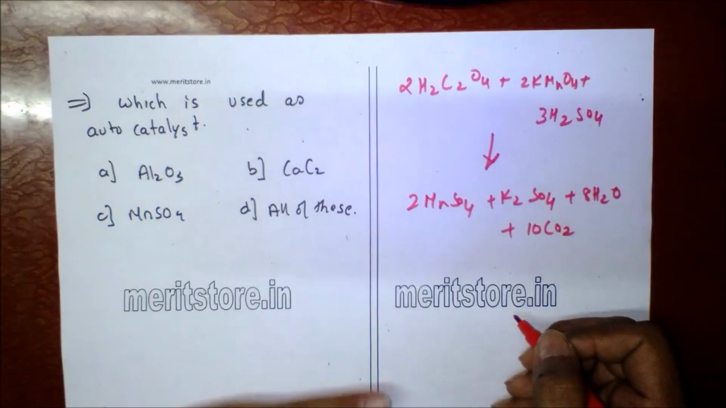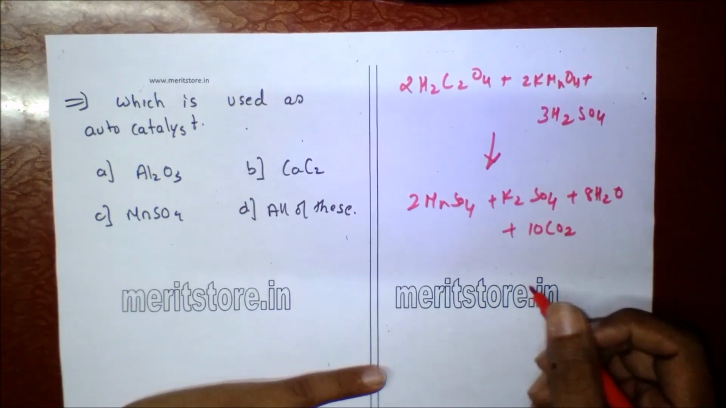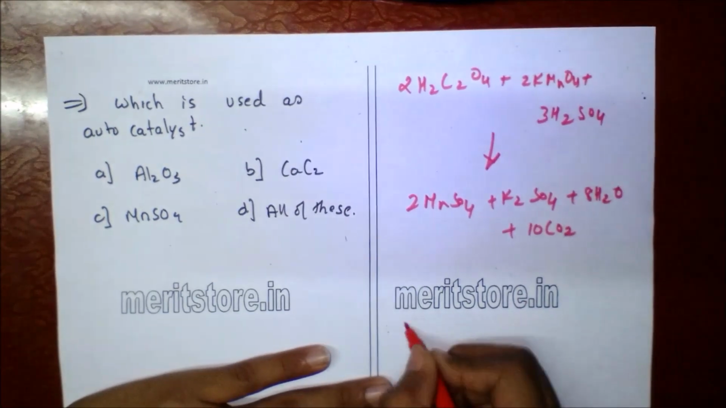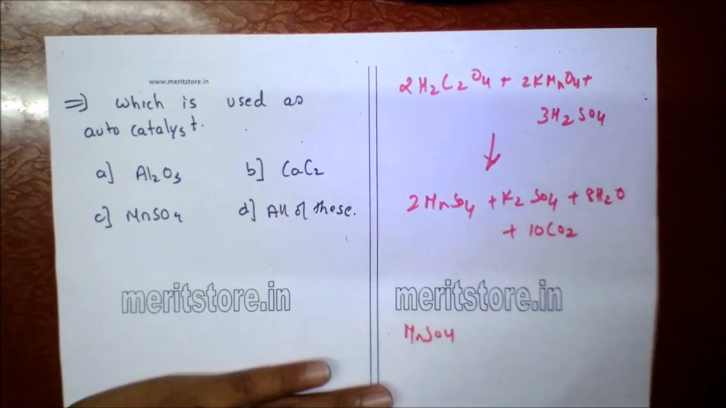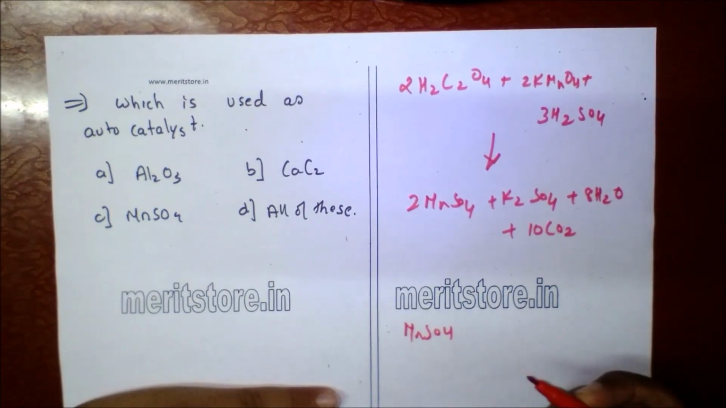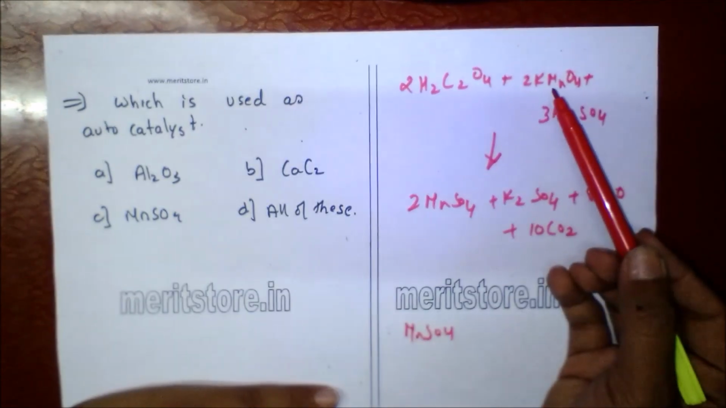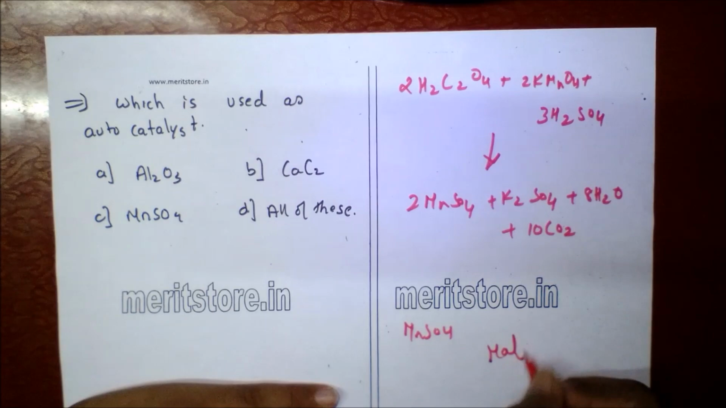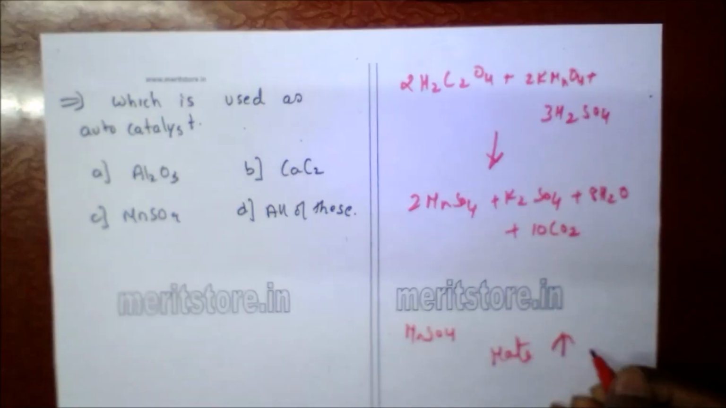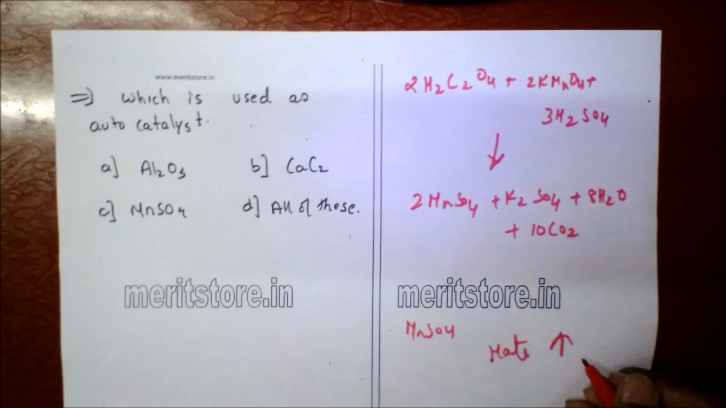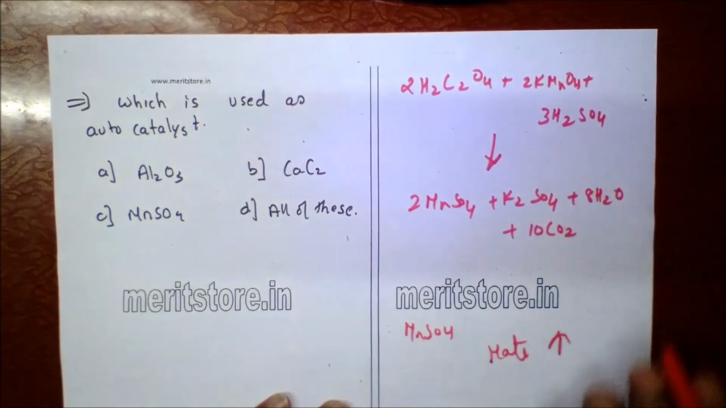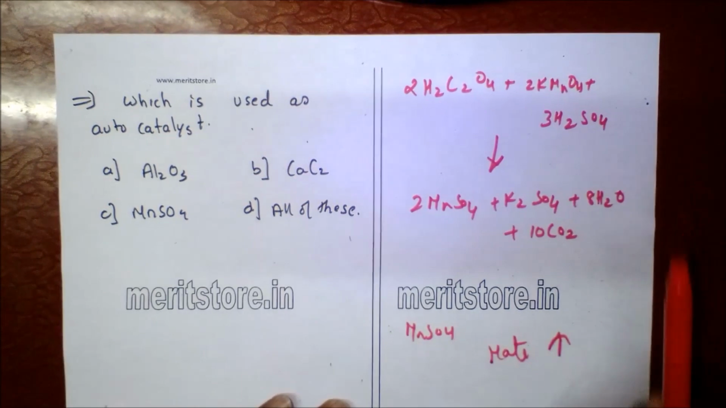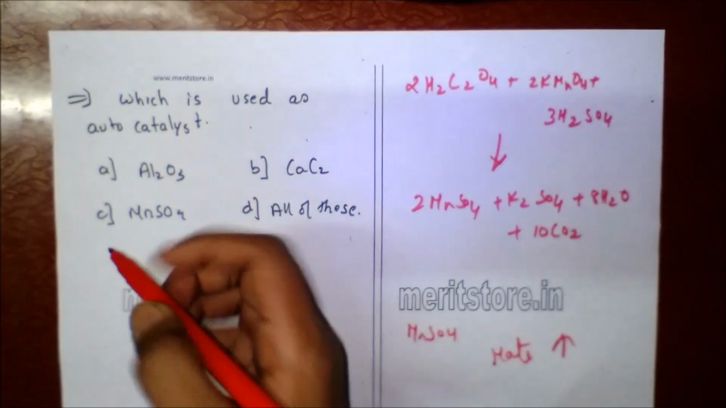Now in this reaction, addition of a few crystals of MnSO4 greatly accelerates the reduction of purple KMnO4 by oxalic acid to almost colorless manganese. When no manganese ion is added, the reaction initially proceeds slowly, but the rate gradually increases because the product manganese autocatalyzes the reaction. Therefore, MnSO4 autocatalyzes this reaction. Therefore, the correct answer is option C.